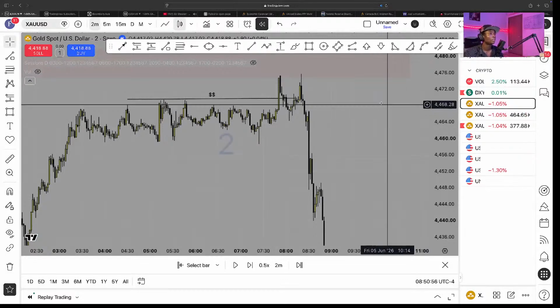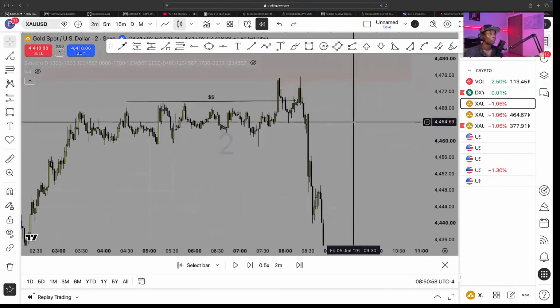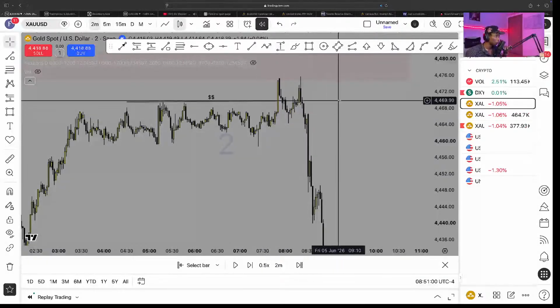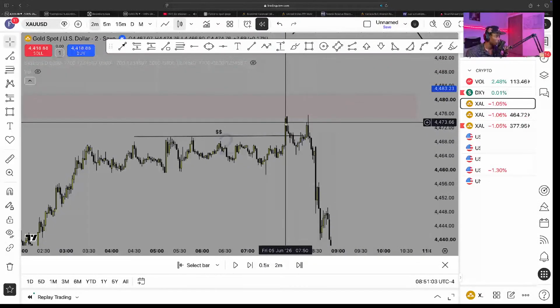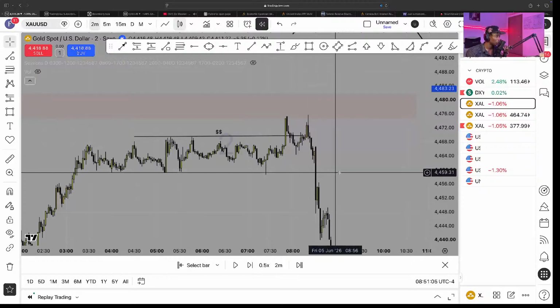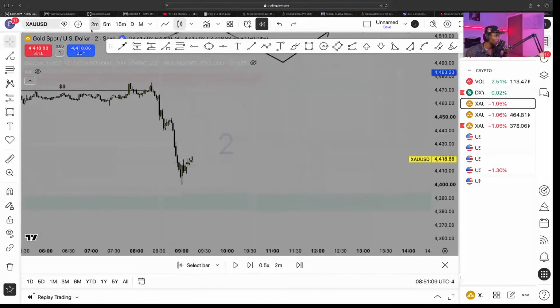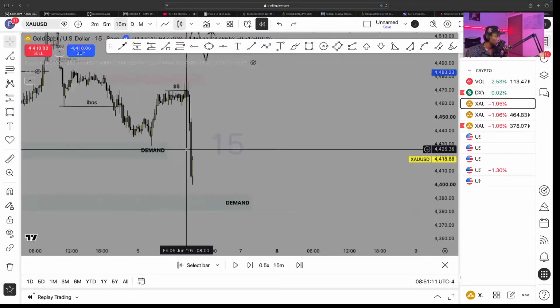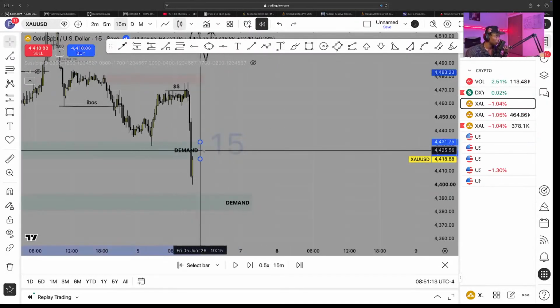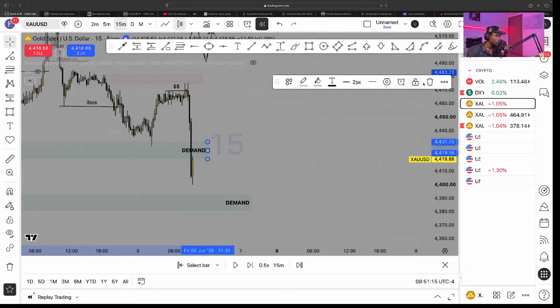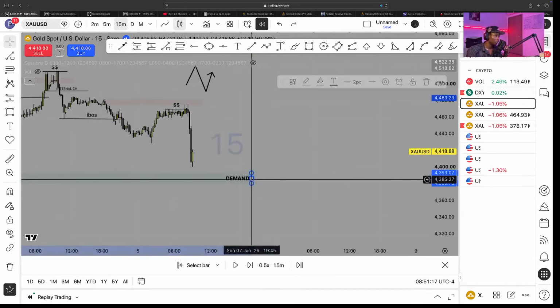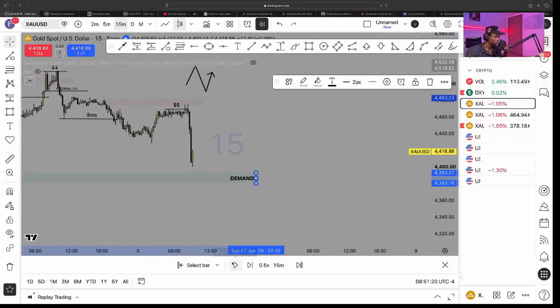You guys can see the 2 minutes. What happened there at my supply? Price just tapped in the supply and reacted aggressively. And you guys can see price just took out this other demand, because the demand has been tapped a lot of times. So now price is heading to the new demand zone.